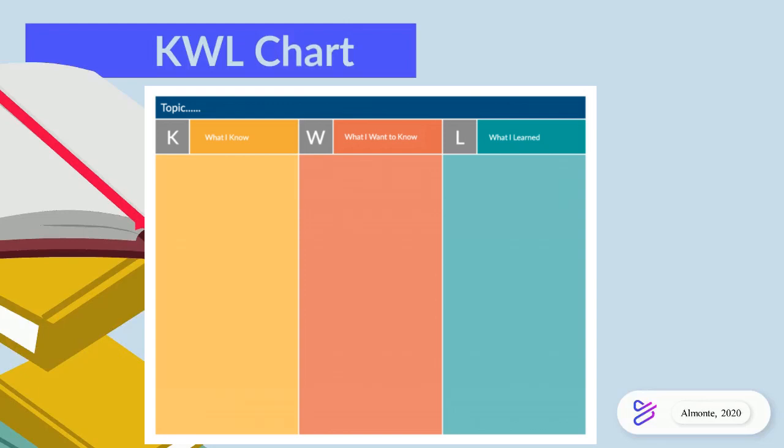How to use it? Step 1. Get students to brainstorm around the selected topic and write down everything they know about it in the K column. Step 2. Ask them to generate a list of questions about what they want to know in the W column of the chart. Step 3. During or after reading the book lesson, get them to answer these questions in the L column.